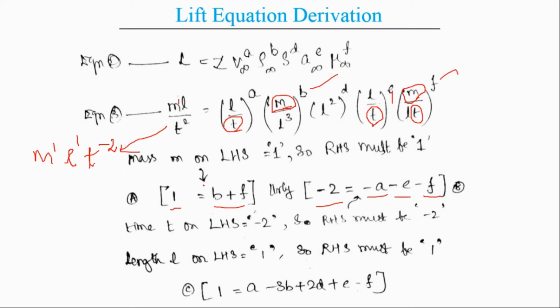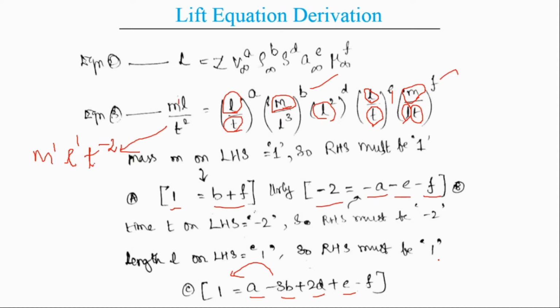Similarly, for the case of L, the power of L is 1. So the terms associated with L, 1, 2, 3, and 4. Here we have another fourth term. When we add all this, the power of L is a, the first term; in the second term it is cube, in the denominator, so minus 3b; plus 2d, which is square; plus e minus f. The summation of this must be 1. So this is the basic essence of dimensional analysis.